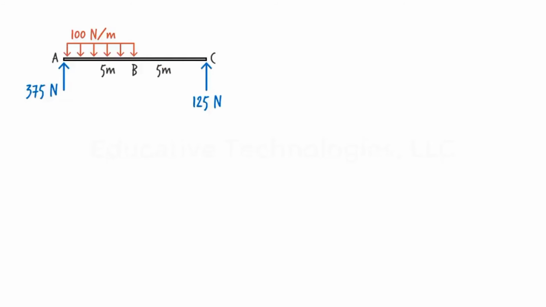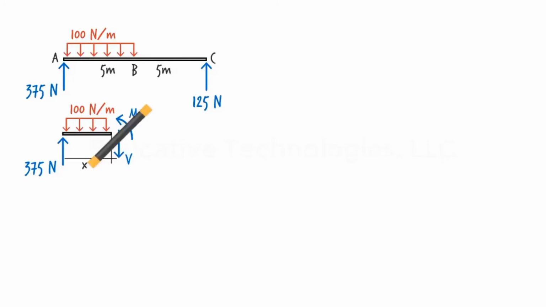Step 2. Determine the required number of shear and moment equations. Just like the previous example, here the load divides the beam into 2 segments, AB and BC. Therefore, we need 2 sets of equations. We need one pair of shear and moment equations for segment AB and another pair of equations for segment BC. Step 3. Cut the beam in each segment and draw the free body diagram of the left part of the beam.